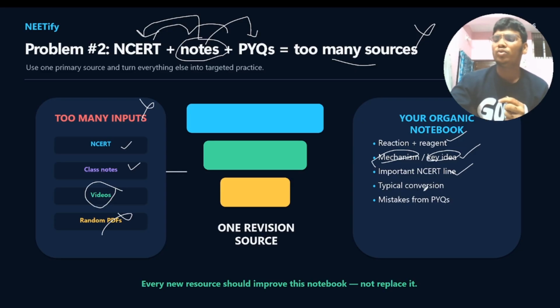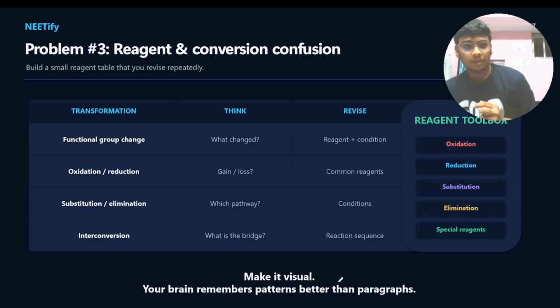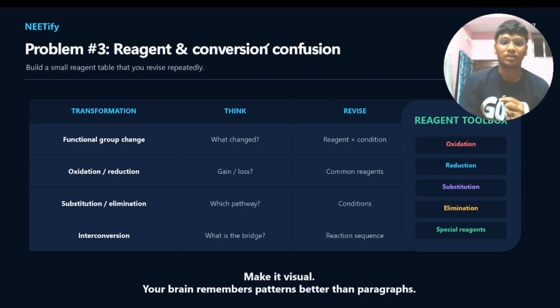See, we have almost 100 to 200 questions, 100 to 200 conversions, in the exercises of NCERT organic chemistry. Okay. You should do them first, the conversions, and mistakes from PYQs are used to help you get a better score in the test. Okay. And then problem three, that is reagents and conversions.